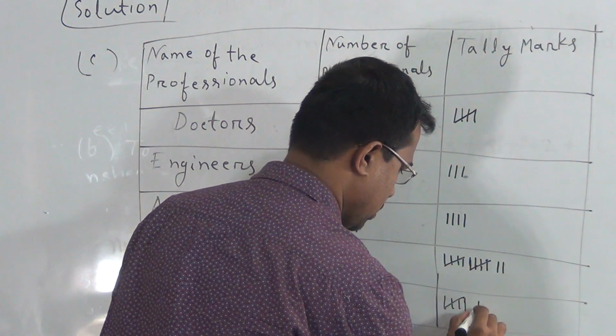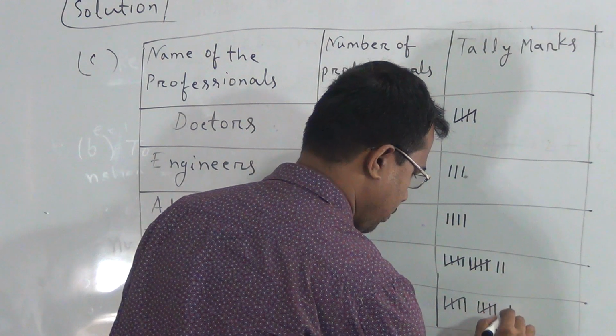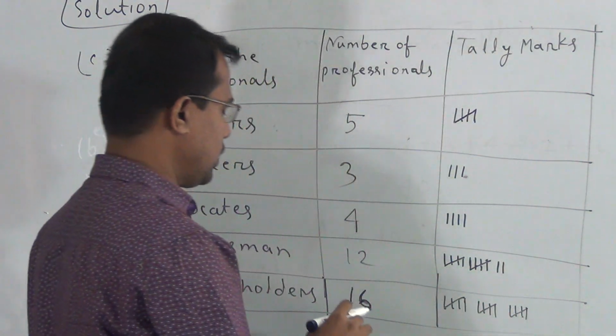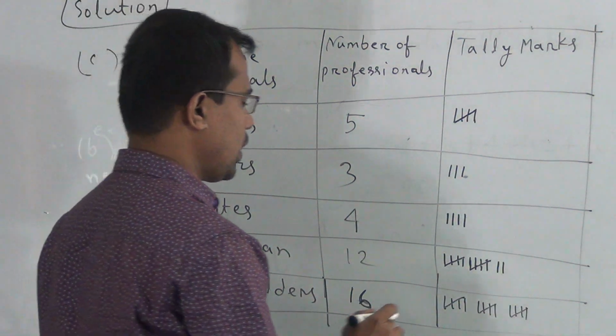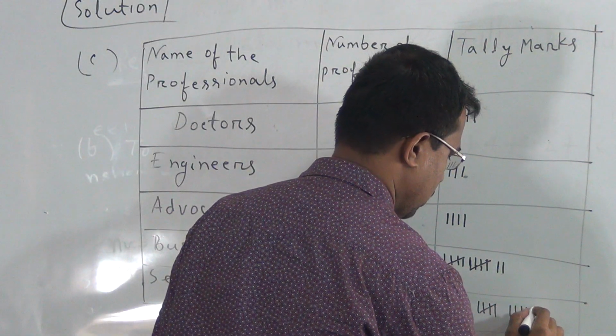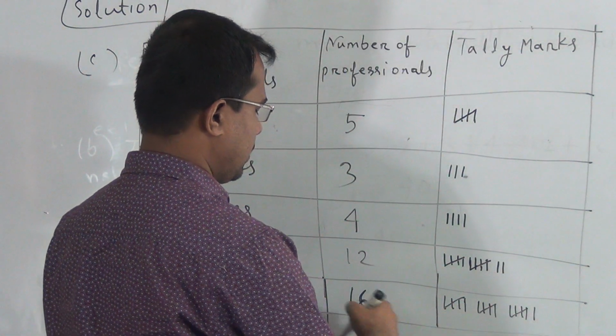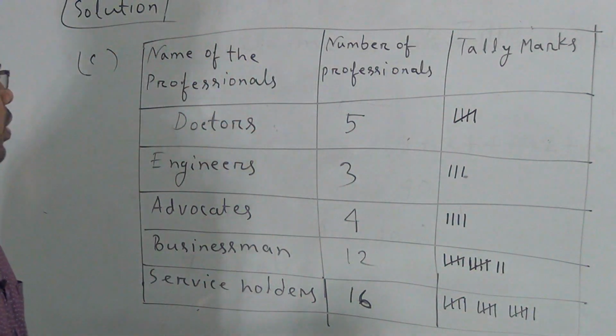That means 5, another 5, another 5. This indicates 15. Now we need another one. For another one we will give just a straight line. This indicates 16. Okay, we have filled the table.